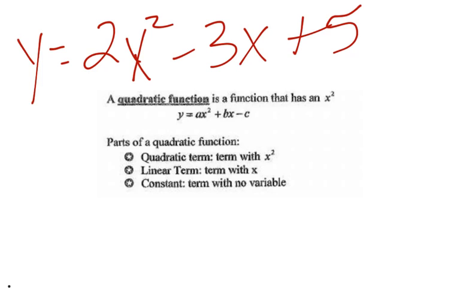There are three parts to a quadratic function. You have the quadratic term, which is the part that has the x squared. You have the linear term, which is the part that has the x. And you have the constant, which is the number with no variable. Remember, a constant is just a number. So 2x squared is my quadratic term, negative 3x is my linear term, and 5 is my constant. Notice I did use that negative with my 3x. You've got to keep the sign with it when you're talking about your different terms.